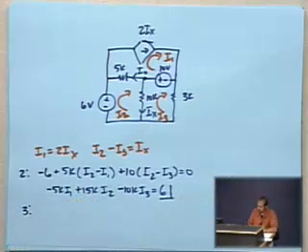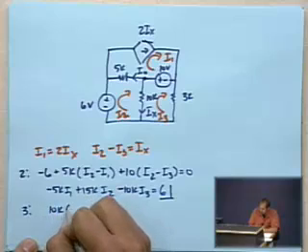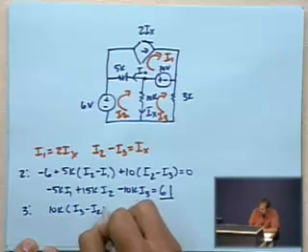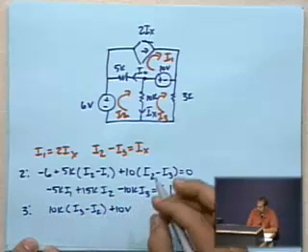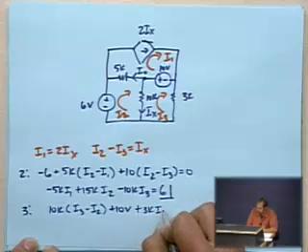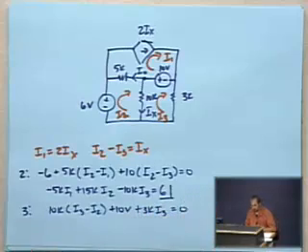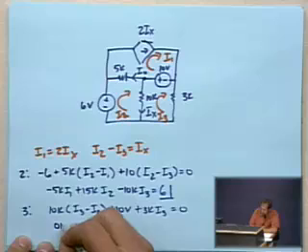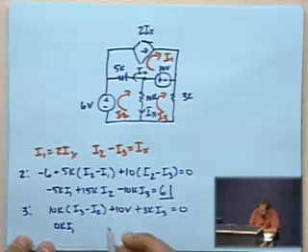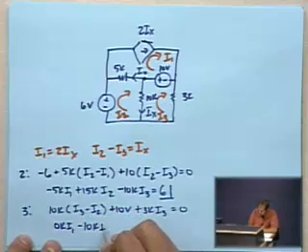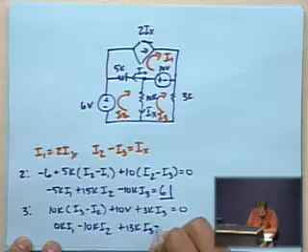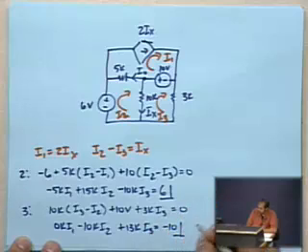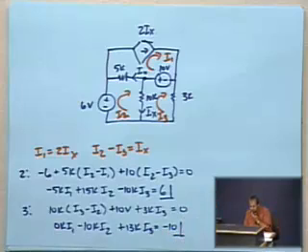Third, around the loop labeled I3, we have the 10K resistor times (I3 minus I2). We've got the 10-volt source, and we've got the 3K resistor, which just has I3 running through it, and that equals 0. So solve that one. Just to make life easy, let's say that there's 0K I1 minus 10K I2 plus 13K I3 equals negative 10. So that's our second equation.